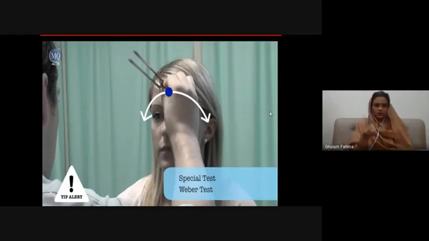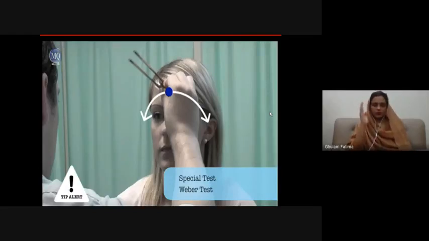The other test used is called the Weber test. In that case, a tuning fork is used. Usually a 512 hertz tuning fork is used, and the tuning fork, say this is a tuning fork, will be placed in the center of the forehead. This is also called the test of lateralization. The patient has to report whether they can hear the same on both sides or not.